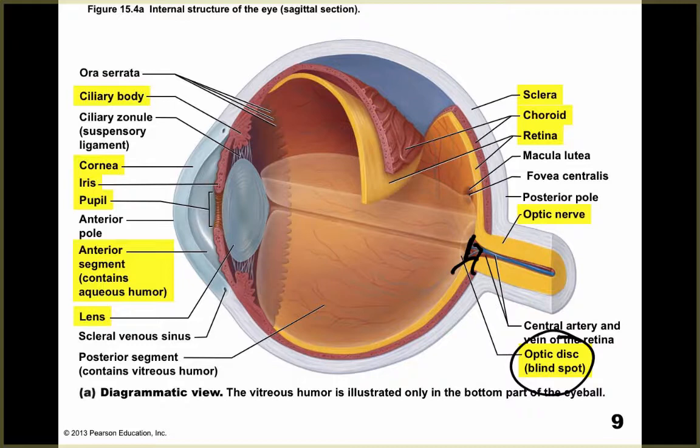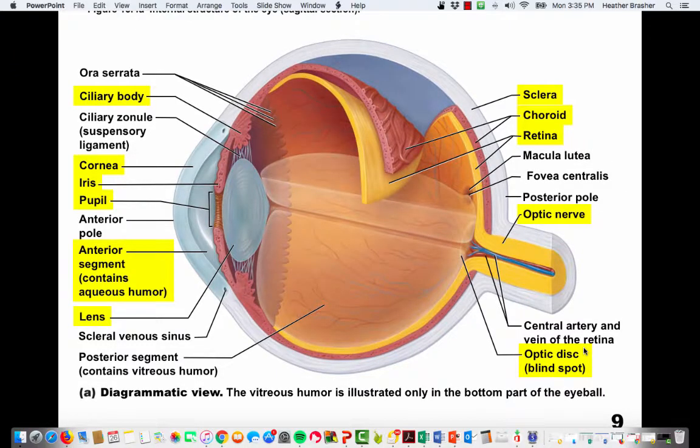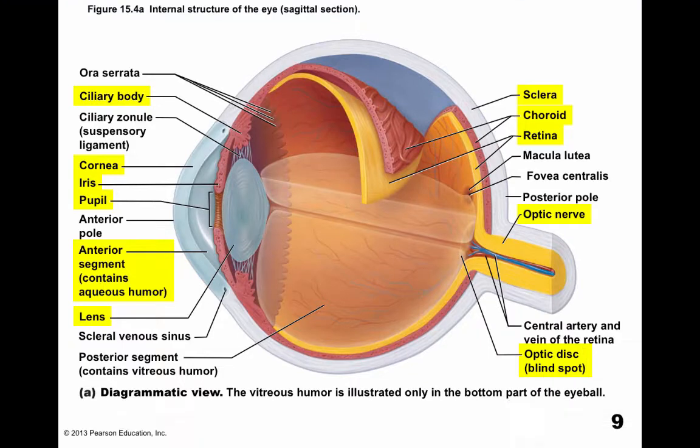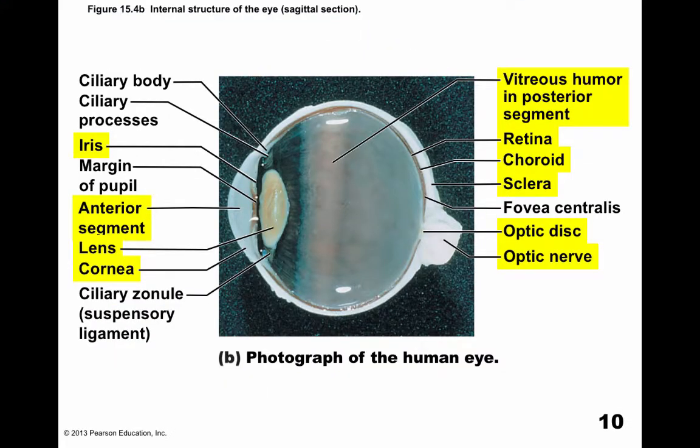Now you have the macula lutea and the fovea centralis, and these are areas that are high in photoreceptors. And so we'll talk a little bit more about this when we get into the lab. This is just giving you a photograph of the human eye so that you can actually see what it looks like, and we'll be dissecting a sheep eye in class.